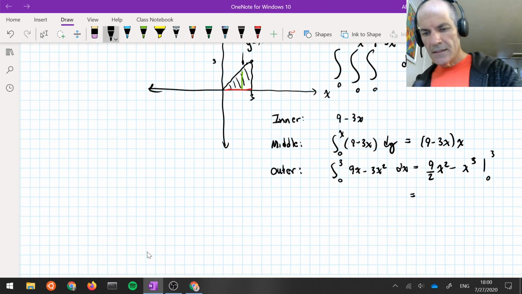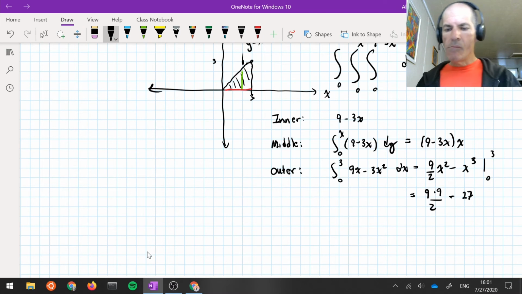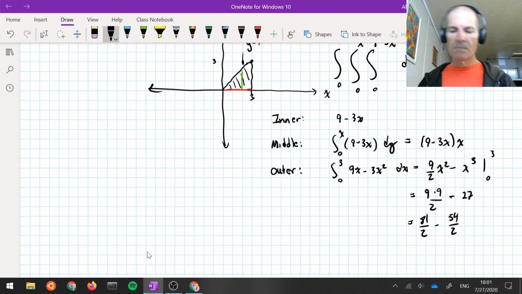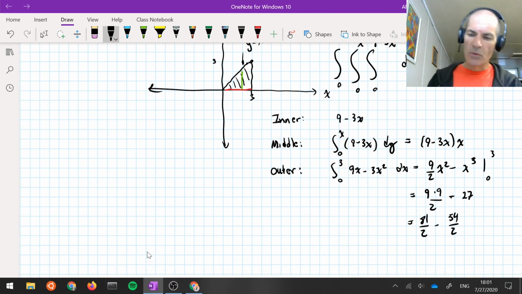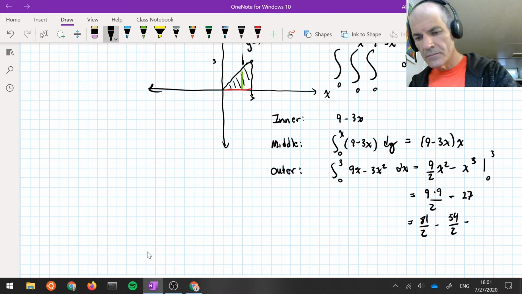Let's do that. 9 times 9 over 2 minus 27. So that's what, 81 halves minus what, 54 halves? And then 81 minus 54. Oh, good Lord, that's going to be 27 halves. And we're done.